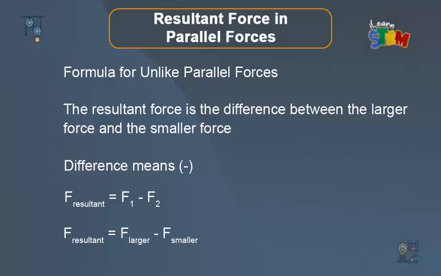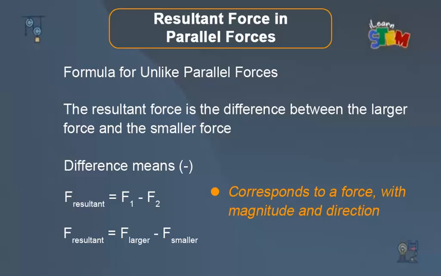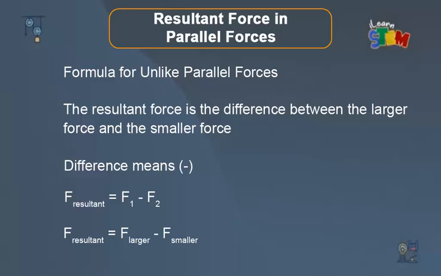In the formula for resultant force in parallel forces, F1 and F2 represent the individual forces acting on an object. Each F corresponds to a force, with magnitude and direction. Let's go ahead to solve some example problems using the formula.